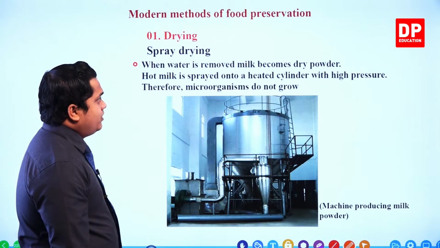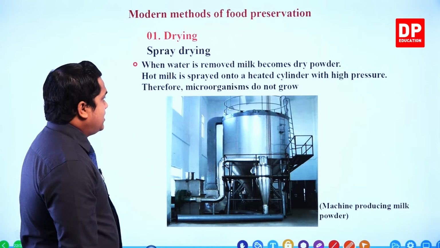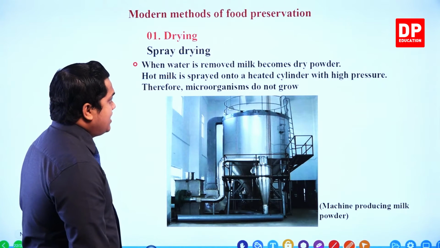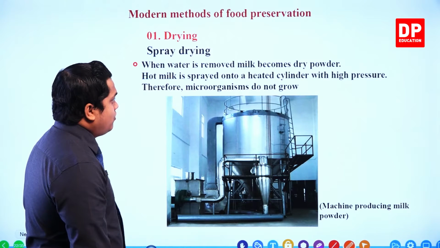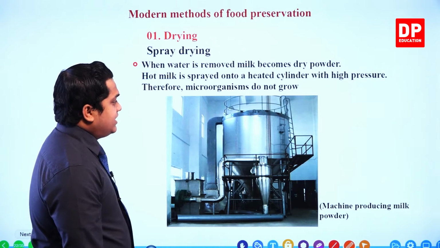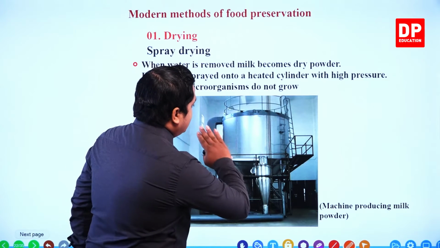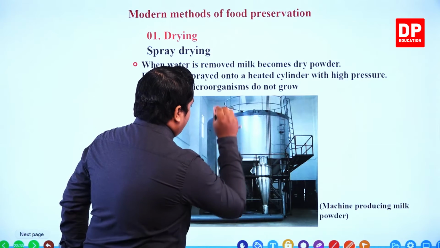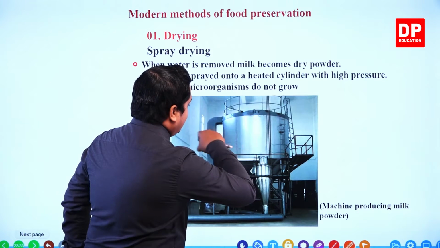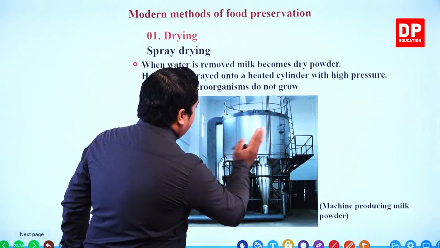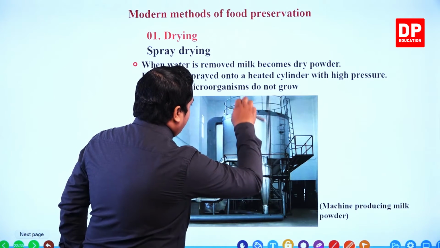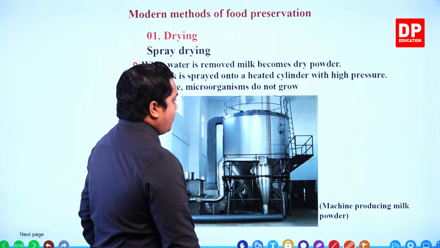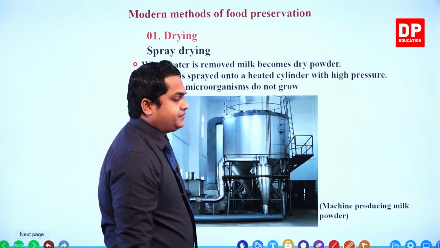When water is removed, milk becomes dry powder. We know that. Hot milk is sprayed onto a heated cylinder with high pressure. Therefore, microorganisms do not grow. Now there is a machine here, right? In this machine, there is a part which rotates at a very fast speed. Milk is pumped into this machine. As the machine rotates, the milk falling onto it will spread and hit the wall of the machine.